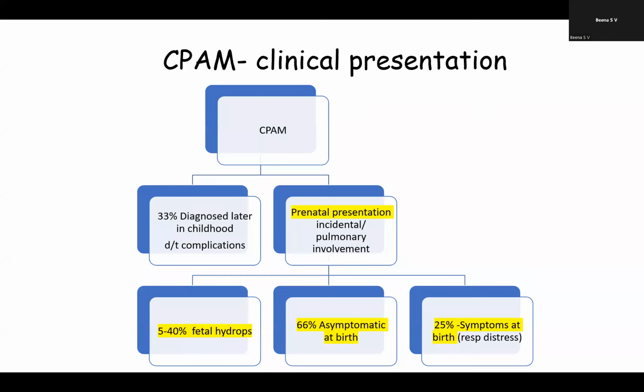Actually, I had a bad experience with a CPAM. A 6-month-old child I took up for surgery. Actually, the baby was asymptomatic. But I did a right upper lobectomy. The cystic areas were involving only almost half of the lobe I removed. But the baby didn't survive. It succumbed after 3 weeks. So that is a problem.